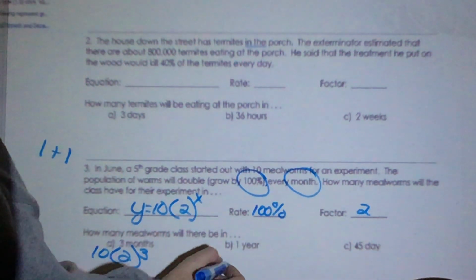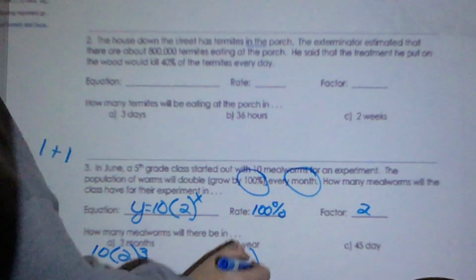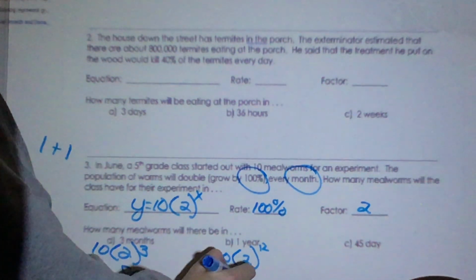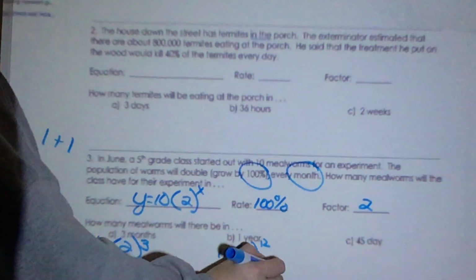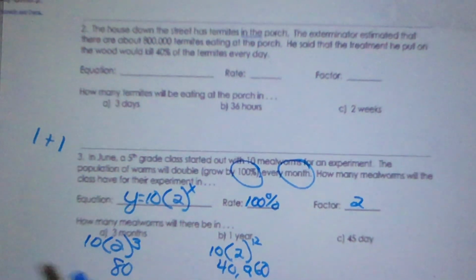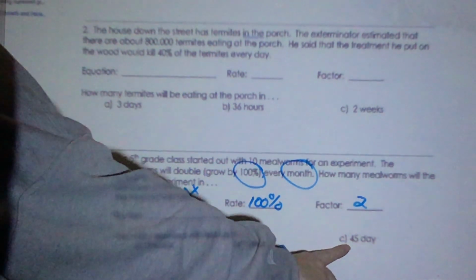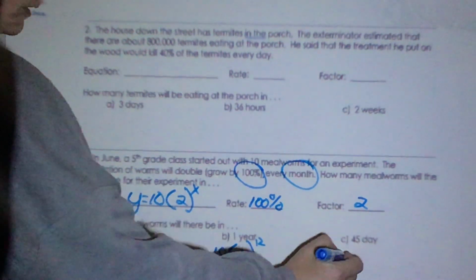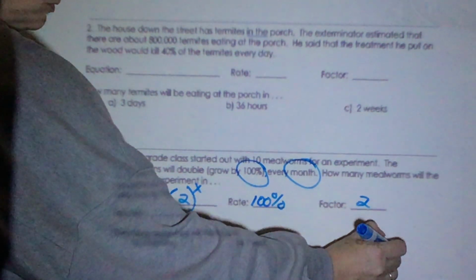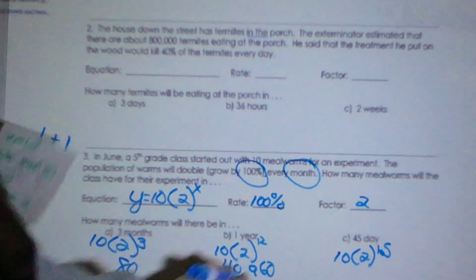For a year, that would be 12 months. So we're going to do 10 parentheses 2, and the power is going to be 12, and you should get 40,960. And then our very last one, 45 days, we're going to treat every month like it's 30 days, so that would be a month and a half. So we're going to do 10 parentheses 2 to the 1.5 power. And you should have 28.